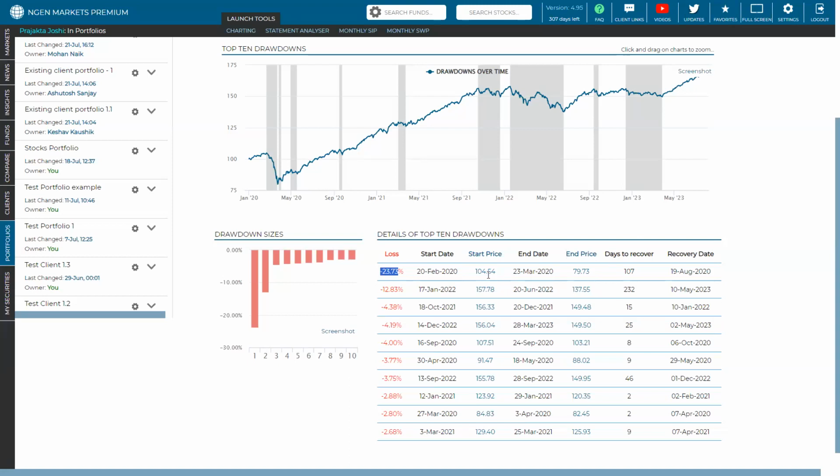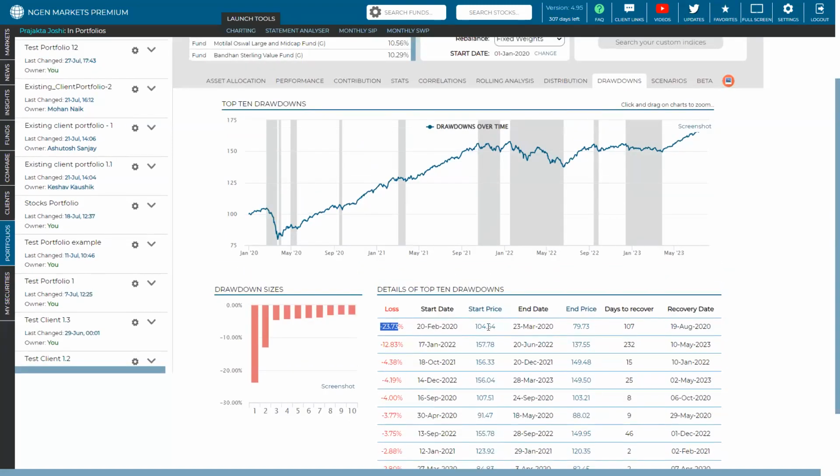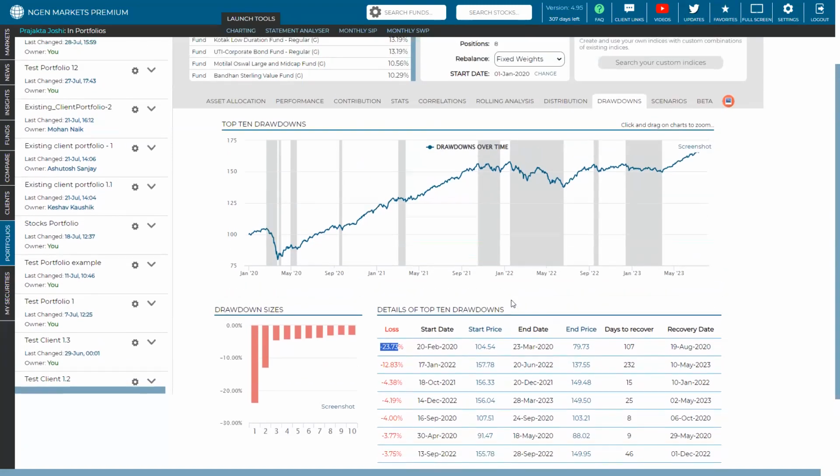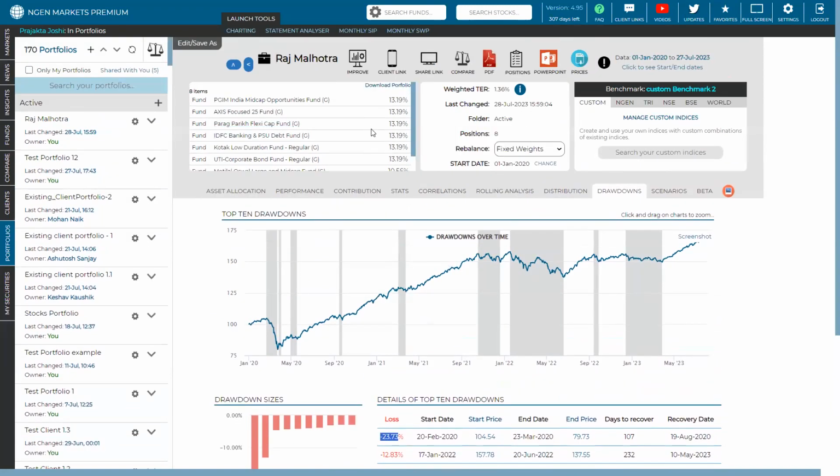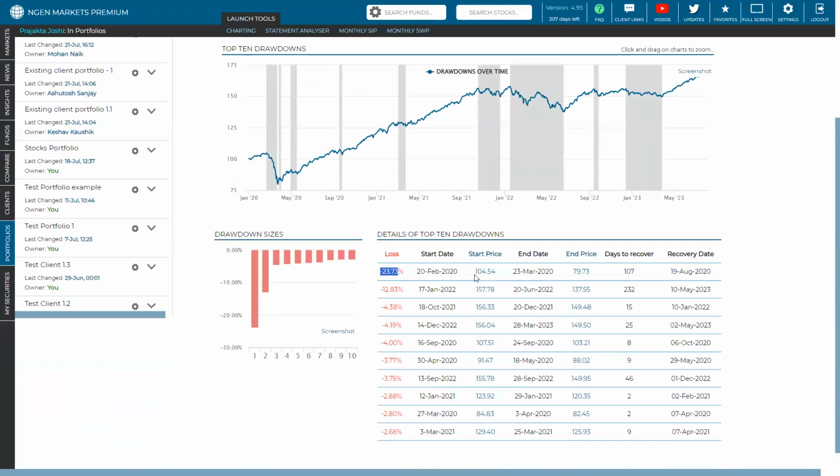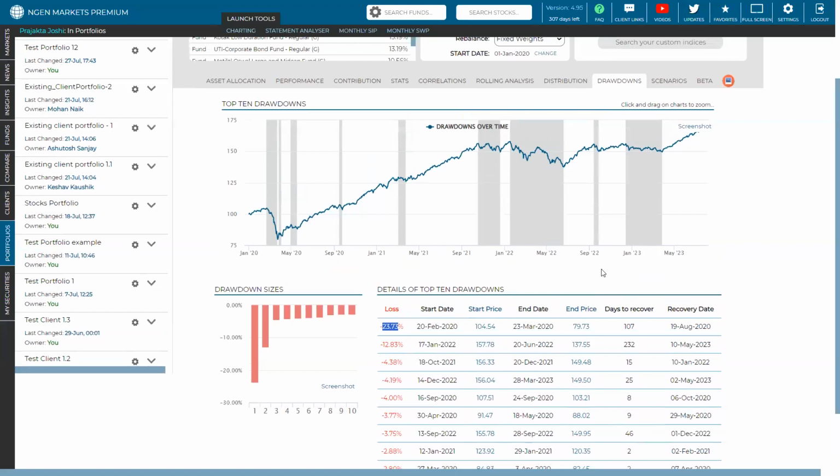Of course, this is the weighted average NAV of the portfolio. You will not be able to corroborate this anywhere, because it depends upon the weights of the portfolio and, of course, the ultimate NAVs of the components of the portfolio. So from 104, it fell to 79. And after that, the portfolio took 107 working days to recover this entire loss of 23%. This is exactly highlighted here in the gray portions.